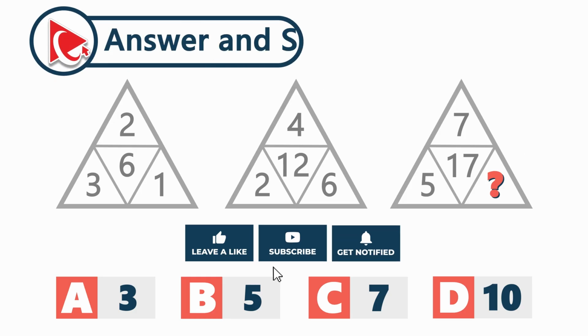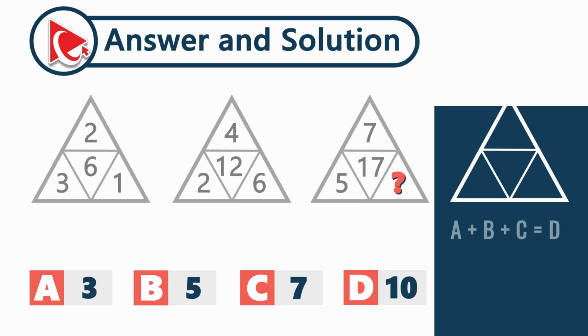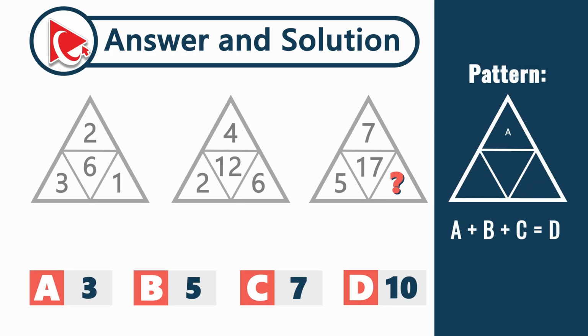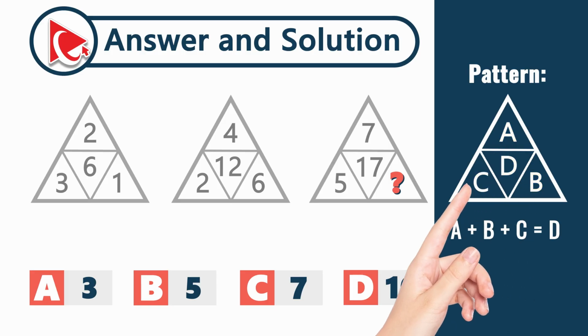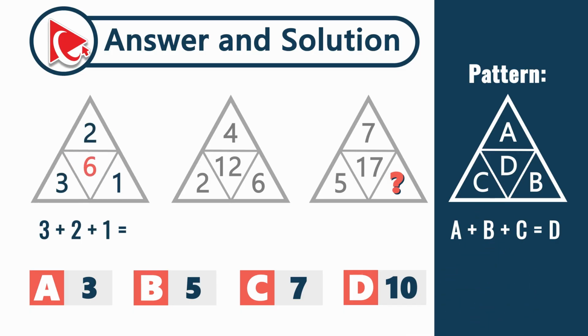This question has an easy answer, though many overlook it, but I'm pretty sure you're not one of those people. To understand the answer, let's assign letters to each section of the triangle: A, B, C, and D. The pattern here is that the sum of all the outside numbers equals the inside number. A plus B plus C equals D. Let's verify this pattern with the first triangle. 3 plus 2 plus 1 equals 6. Do you still have doubts? Let's look at the second triangle. 2 plus 4 plus 6 equals 12. And now it's the magic time to calculate the missing number.